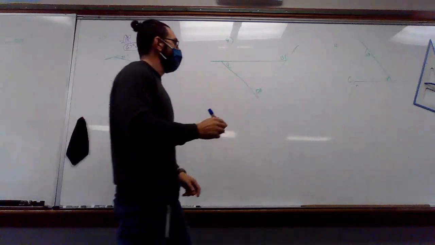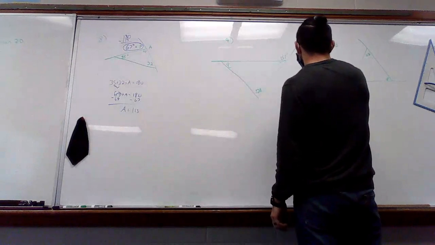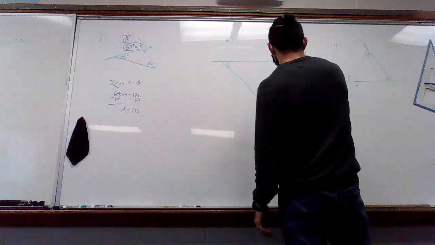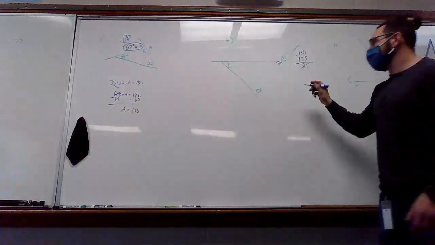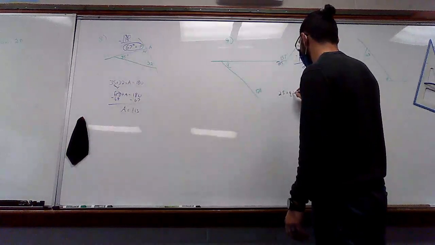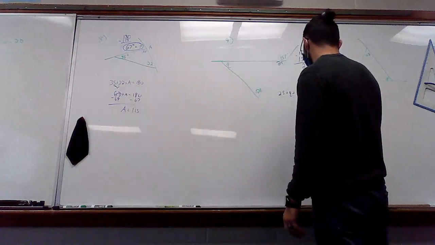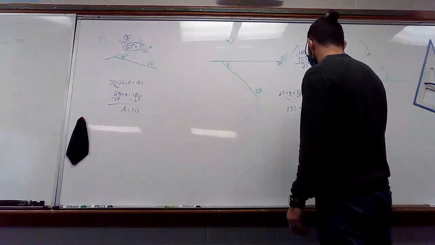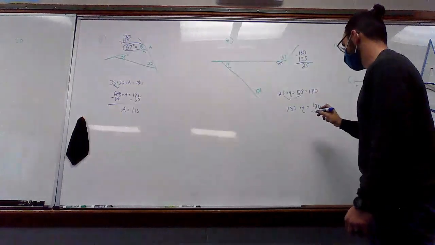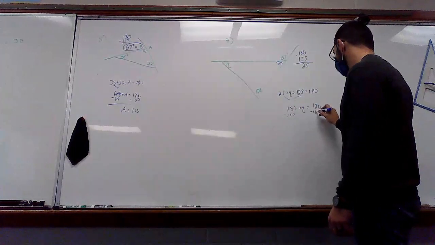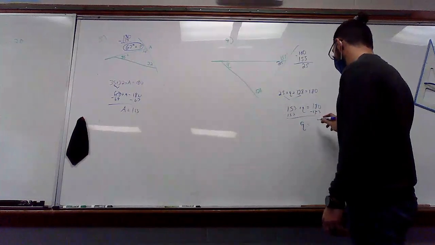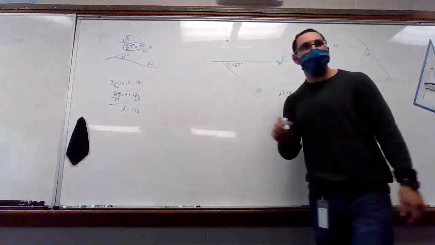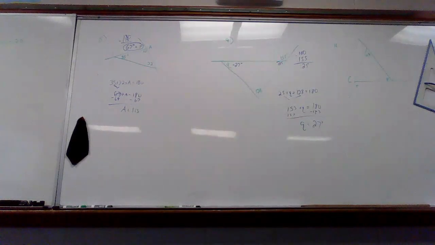This guy. I need to find this angle, so I'm going to do 155, and I'm going to take that away from 180. That gives me 25 degrees. Once I have 25 degrees, now I can find Q. I add them all up. They equal 180. 25 plus Q plus 128 equals 180. 25 plus 128 is going to give me 153 plus Q equals 180. I hope I did that right. I think so. Subtract 153 from both sides. That leaves me with Q equals 27 degrees. Q is 27 degrees. Huzzah!